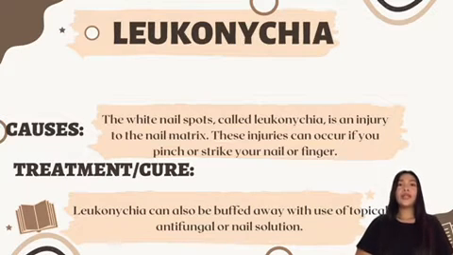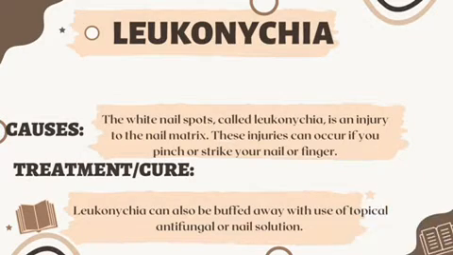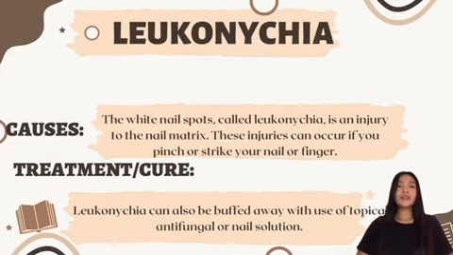So next one is leukonychia. What is leukonychia? Leukonychia is white nails. It is usually not an alarming sign, but it can sometimes deserve systemic or congenital conditions of the nails. The white color can be due to nail plate or nail bed abnormalities. The causes of leukonychia: the most common cause of these white nail spots is an injury to the nail matrix. These injuries can occur if you pinch or strike your nails or fingers.